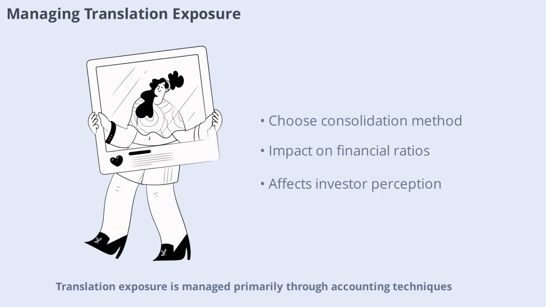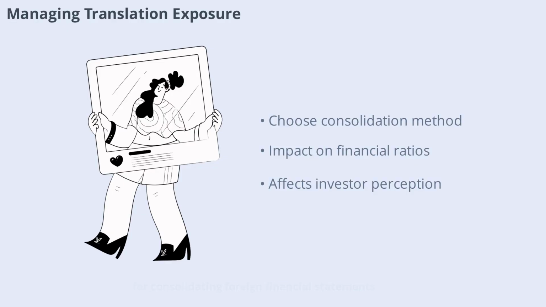Translation exposure is managed primarily through accounting techniques. Companies can choose different methods for consolidating foreign financial statements, such as the current rate method or temporal method. These choices can influence reported earnings and balance sheet values. While translation exposure doesn't affect cash flow directly, it can impact financial ratios and investor perceptions.